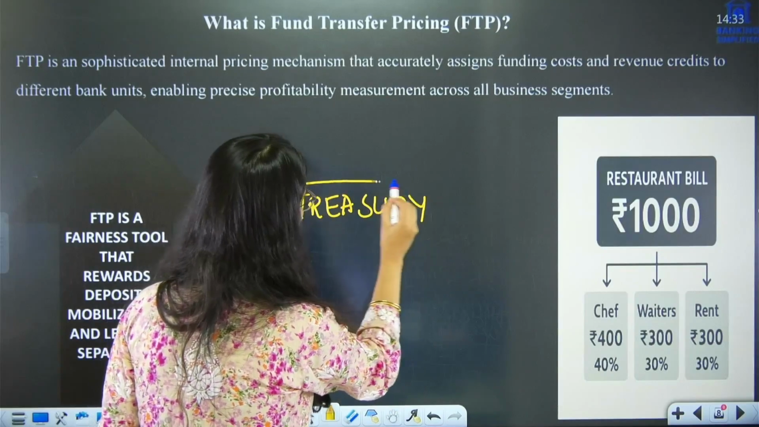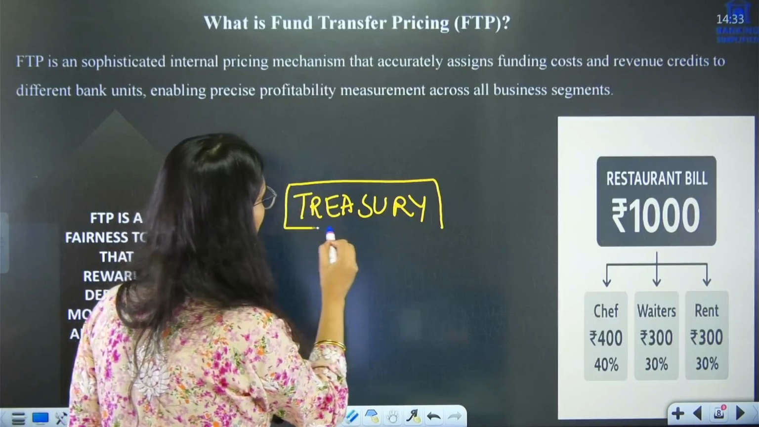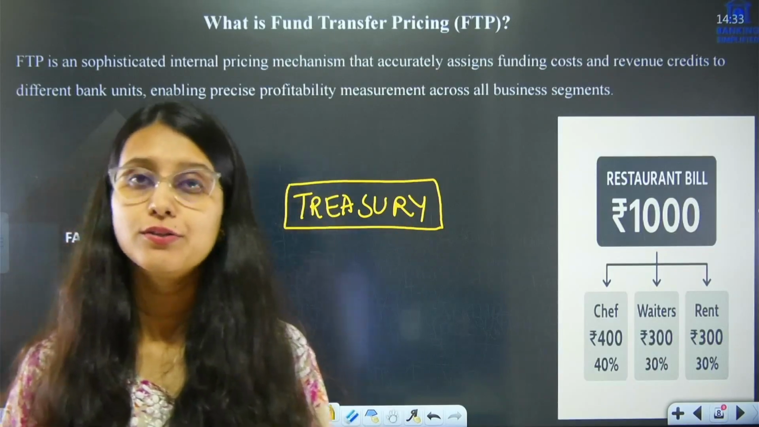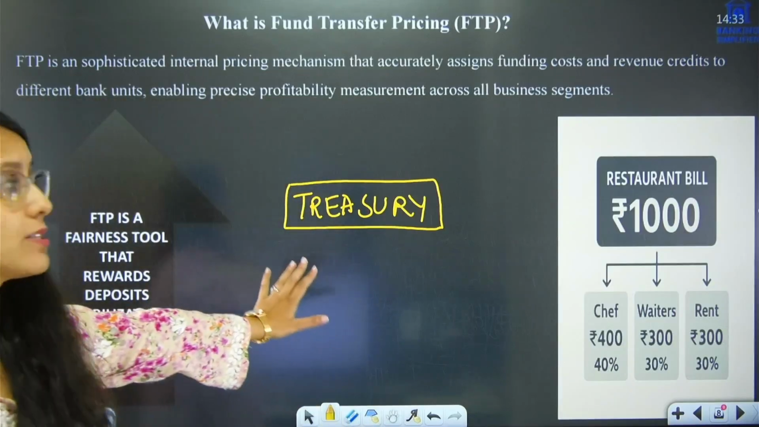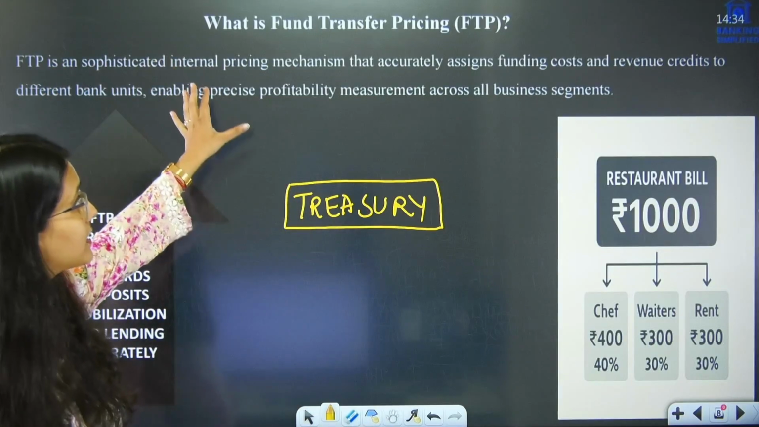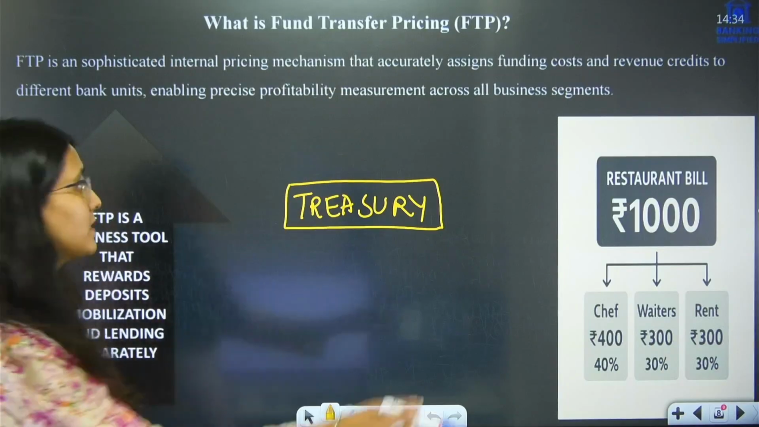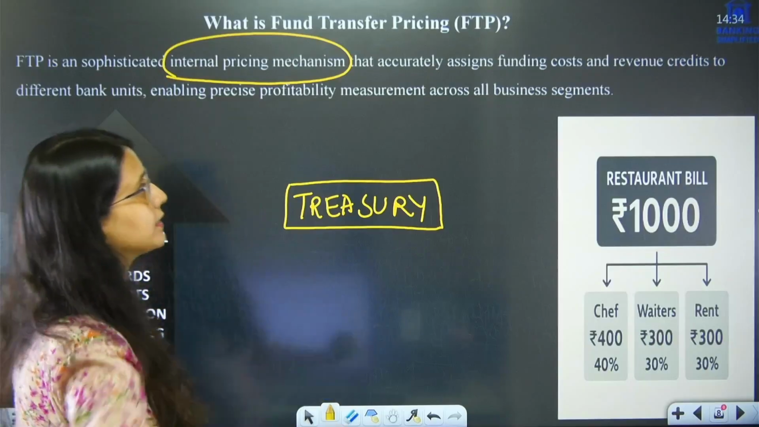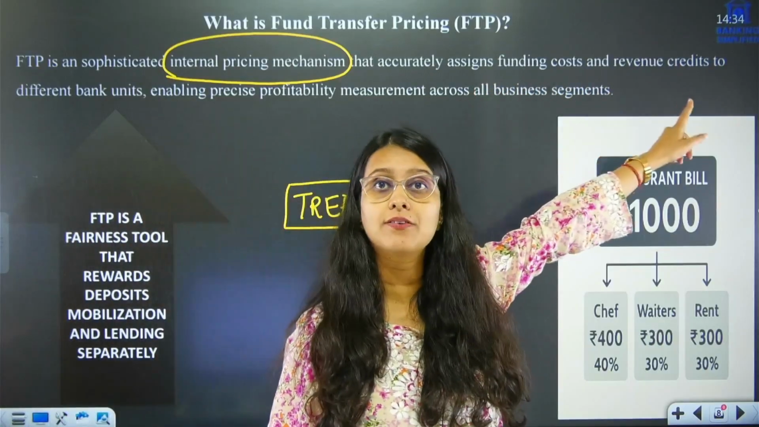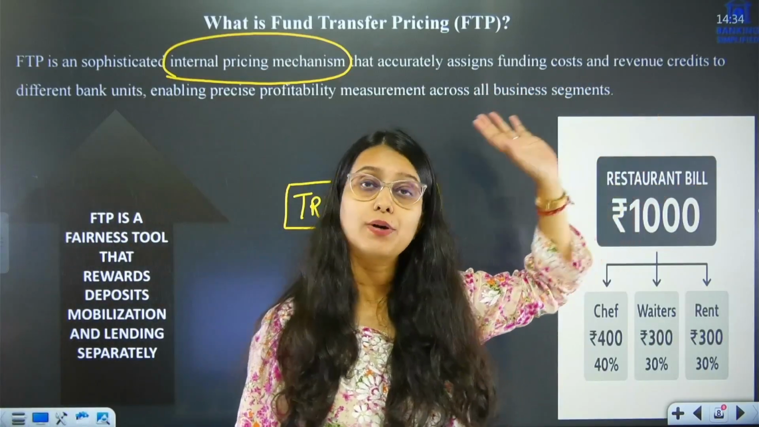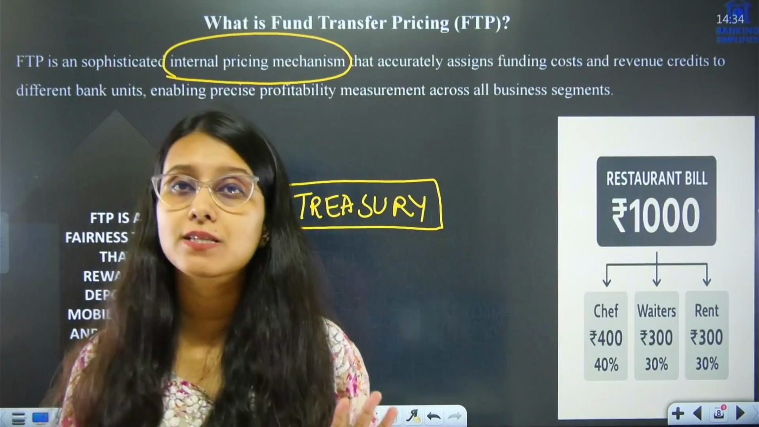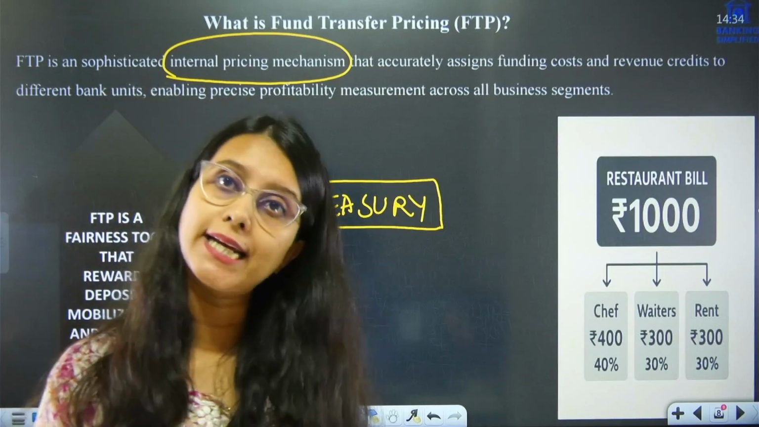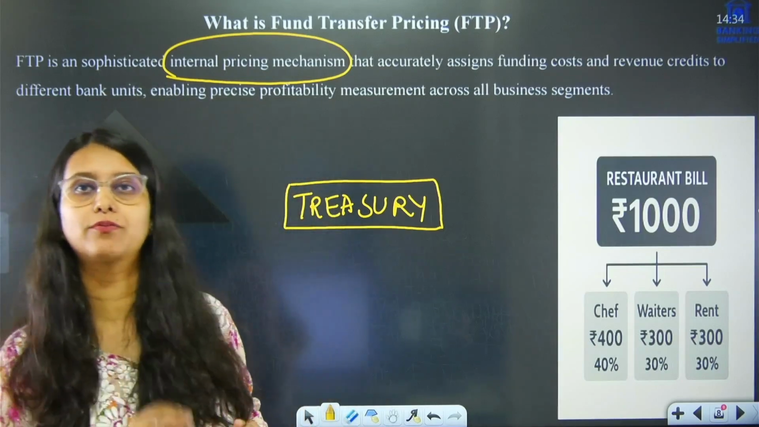So the Treasury is going to decide who is going to get the share. So what is this? This is funds transfer pricing. It is an internal pricing mechanism that assigns funding costs and revenue credits. So the FTP mechanism will tell you what your cost for funding will be and what credit you get for the funds that you bring to the bank.